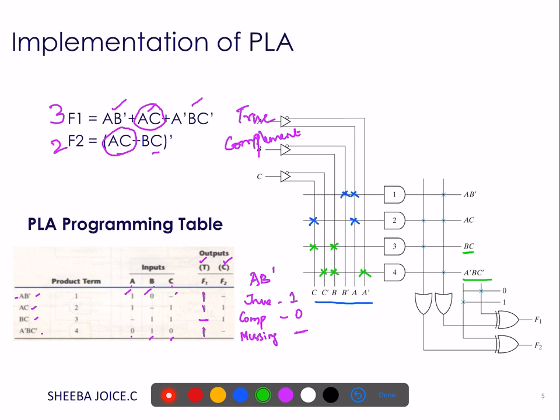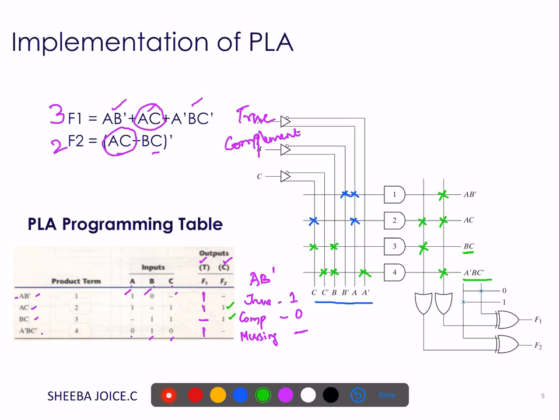Now we have to connect it for F1, F2. Since F1 is in the true form and F2 is in the complement form, we need to use an XOR gate. So here let us see what are the inputs for the OR gate first. This is the programmable OR array. For the first function F1, we have the first, second and the fourth product term. For F2, we have the product term as the second and third. So you can see here only second and third product term. So these are the inputs.